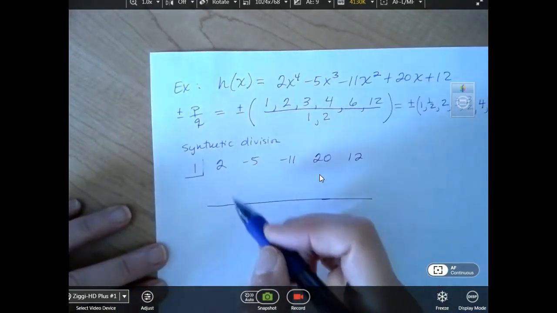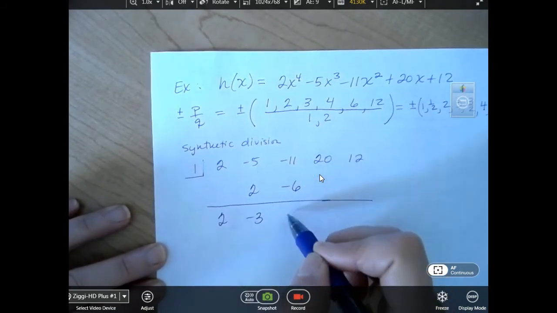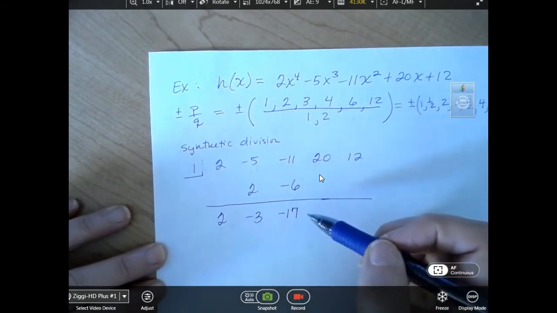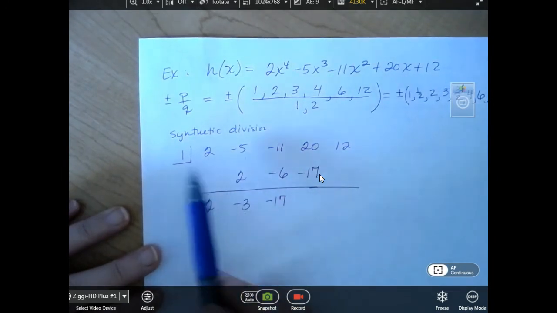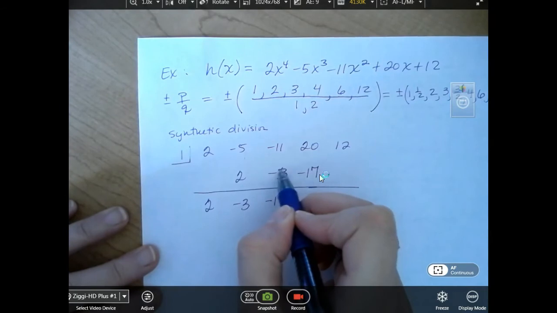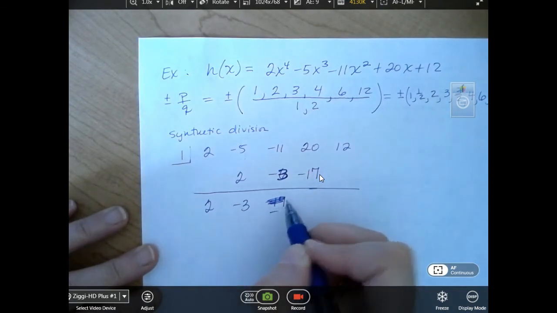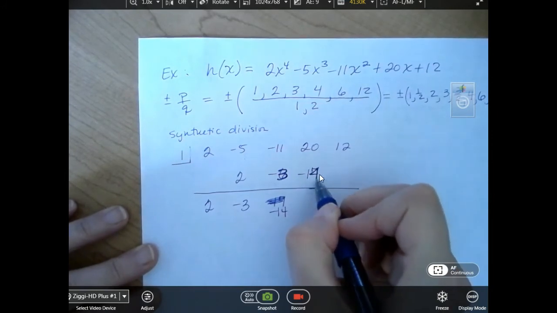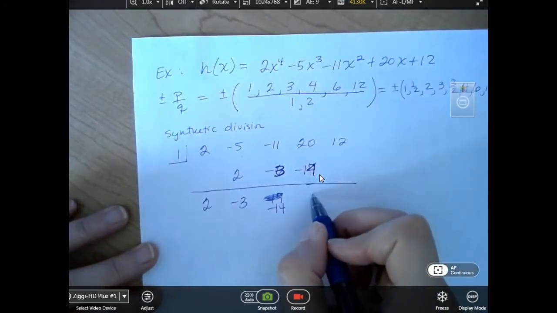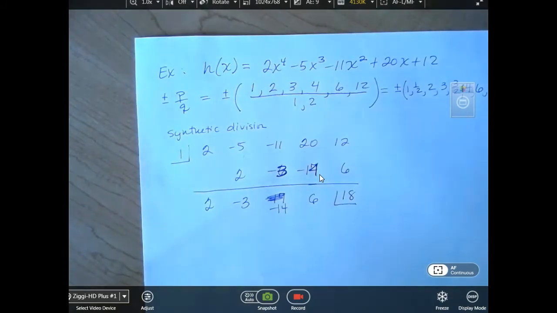Start by bringing down your 2. Multiply, add, multiply, add, and multiply. I feel like I might have done something wrong. 2 times 1, -3. Yes, this should be a -3. So this would be a -8. I'm sorry, -14. And then I multiply that, and I get a -14 here. And here I get a 6. And then here. So I'm not going to end up with a polynomial that is a factor this time.